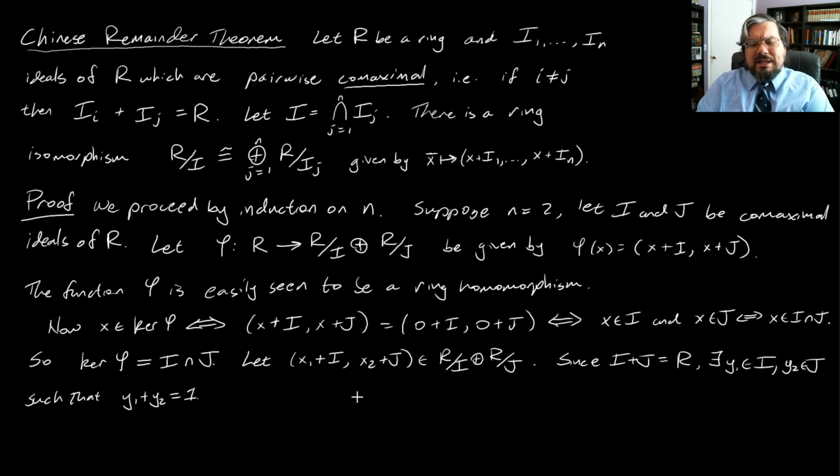This is really what being comaximal usually means in practice. When you have two ideals that are comaximal to each other, usually the property of them that you're going to use is the fact that you can find a sum of something from the one ideal and something from the second that add up to the identity, 1.